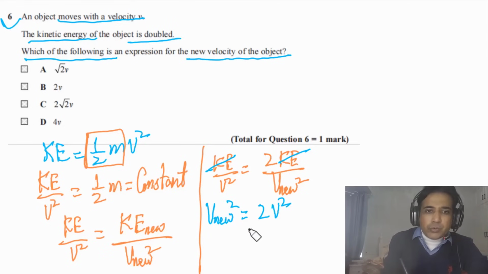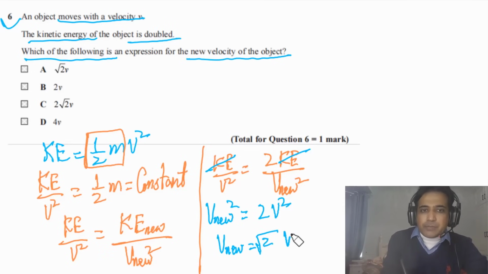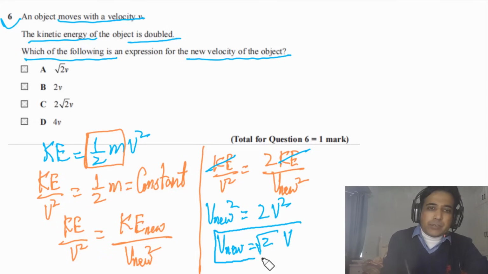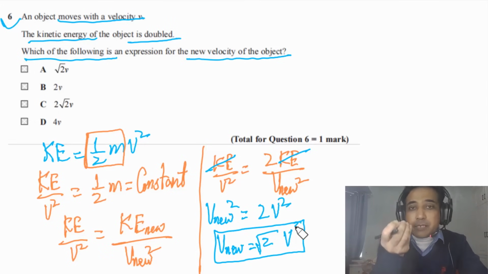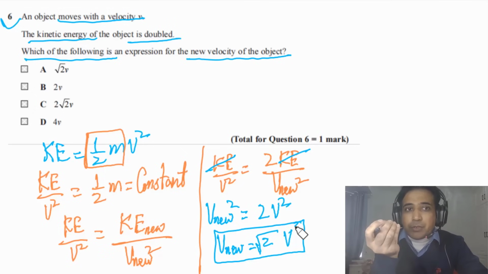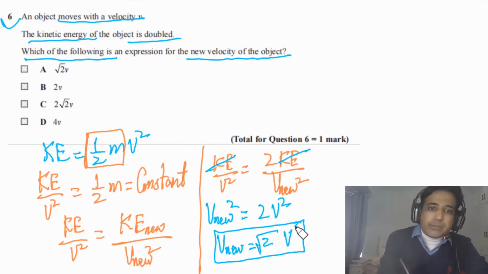Now if we take the square root on both sides, we will get V new is equal to root of 2 times V. So this is the new value of V, and this is a beautiful way. Why do I explain it this way? Because this method can be used to answer a lot of questions in physics. So that's the reason I use this one.